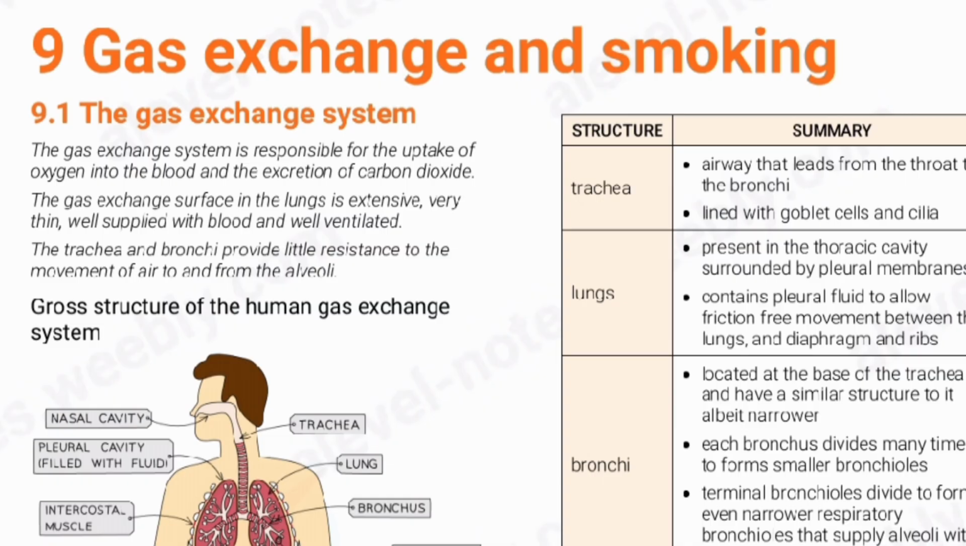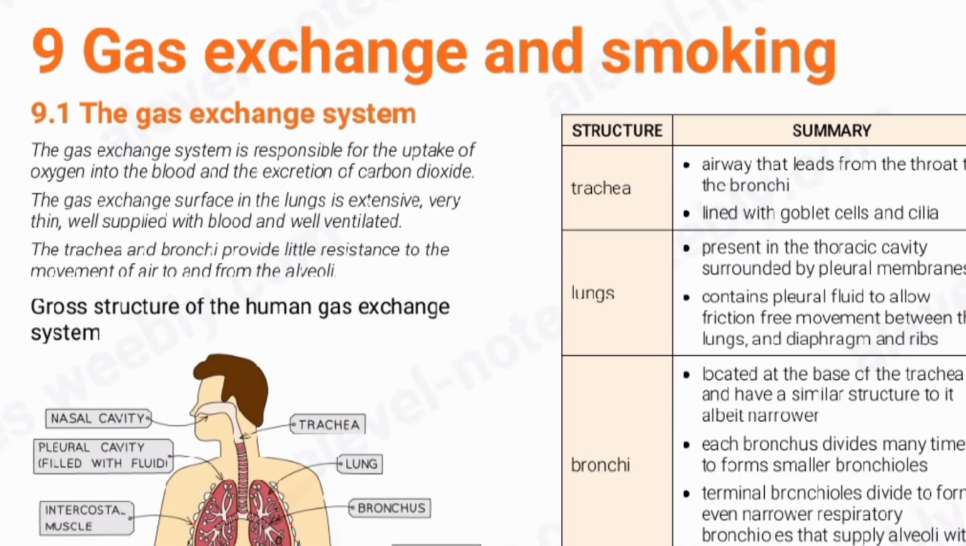The question might come: describe and explain how alveoli are adapted for gaseous exchange. Number one, the squamous epithelium is one cell thick. Another thing is the short diffusion distance. The distance is short for diffusion.